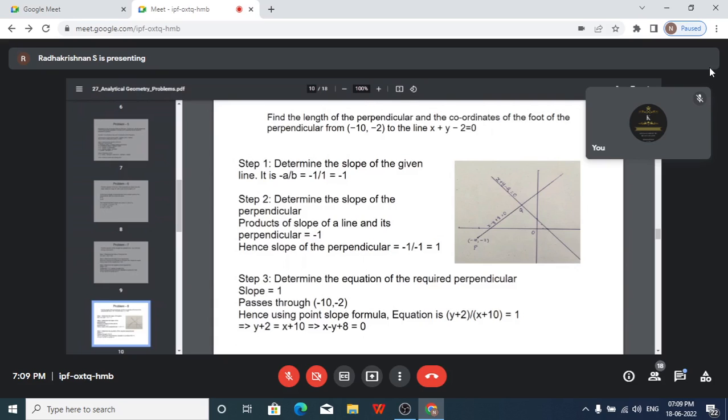So we have the distance formula. If two points are given, the distance is given by the root of (y2 minus y1) whole square plus (x2 minus x1) whole square, because this is the Pythagoras theorem. The difference in the x coordinate and the difference in the y coordinate form the two sides of a right angle triangle, so the hypotenuse is this distance.